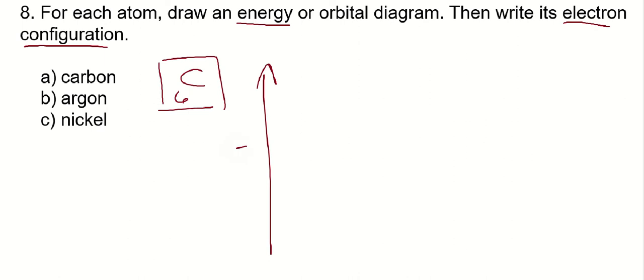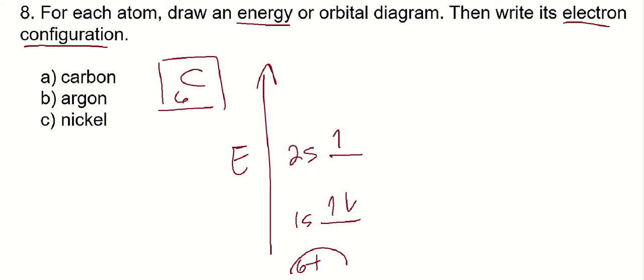We have energy going up on this diagram. You can imagine this being the nucleus down there with 6 protons. In a neutral carbon atom, we're going to also have 6 electrons. Got 2 electrons in the first orbital, the 1s. And then a little bit up there on that energy diagram is going to be your 2s orbital.